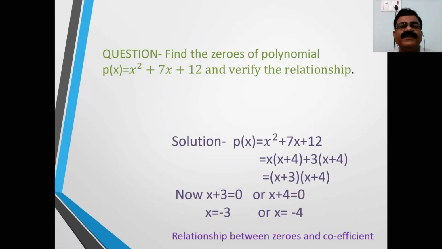Now one question: find the zeros of the polynomial p(x) = x² + 7x + 12 and verify the relationship. Solution: p(x) = x² + 7x + 12 = x(x + 4) + 3(x + 4), so the two factors are (x + 3)(x + 4). Now x + 3 = 0 or x + 4 = 0. If x + 3 = 0, x is -3, and if x + 4 = 0, x is -4.